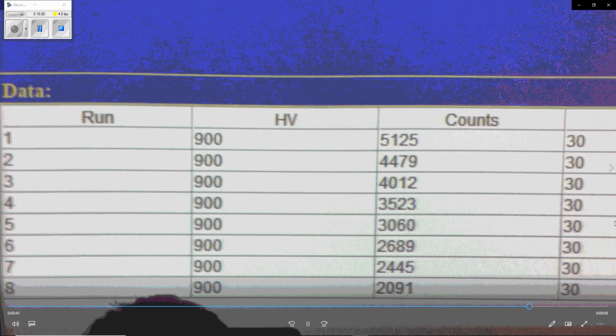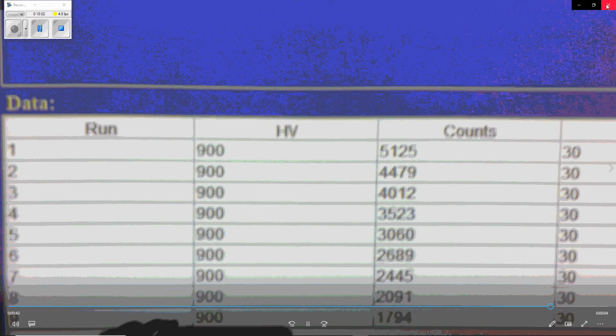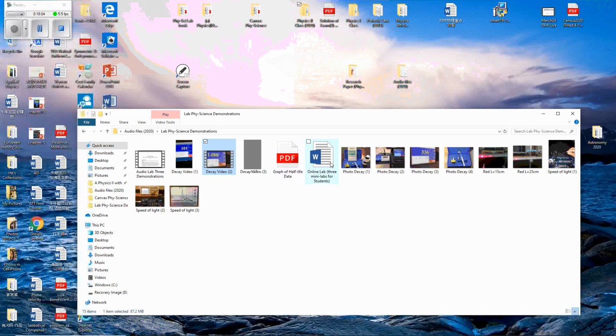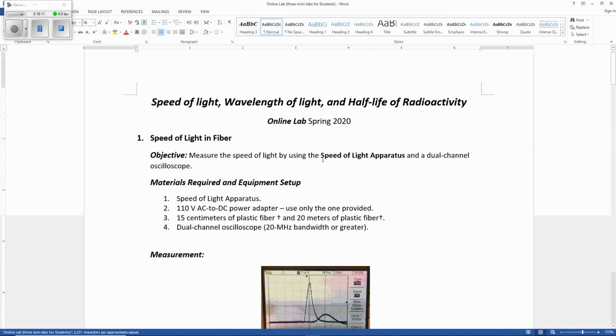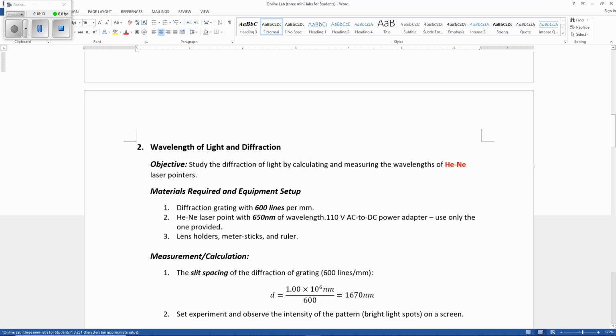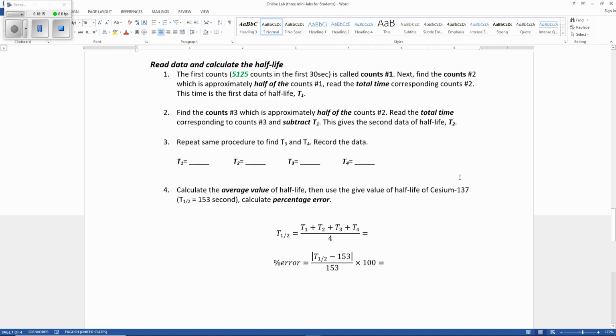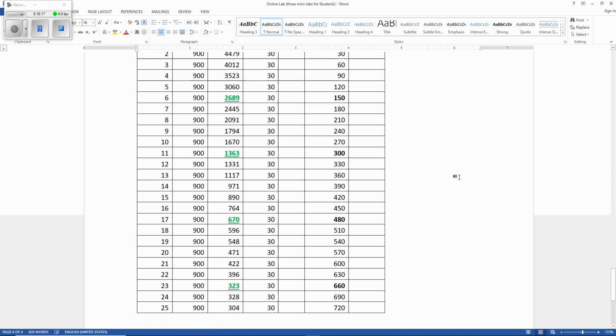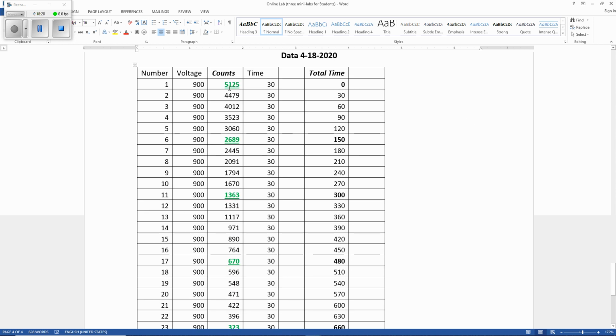Okay. So now let me see our data. And online 3 for students. Okay, these 3 lab combined. We're gonna see the last part. Okay, here's data. See, that's first data 5,000 something, and every 30 seconds you take another data. Every 30 seconds. So now see, this one almost equals half of the initial.